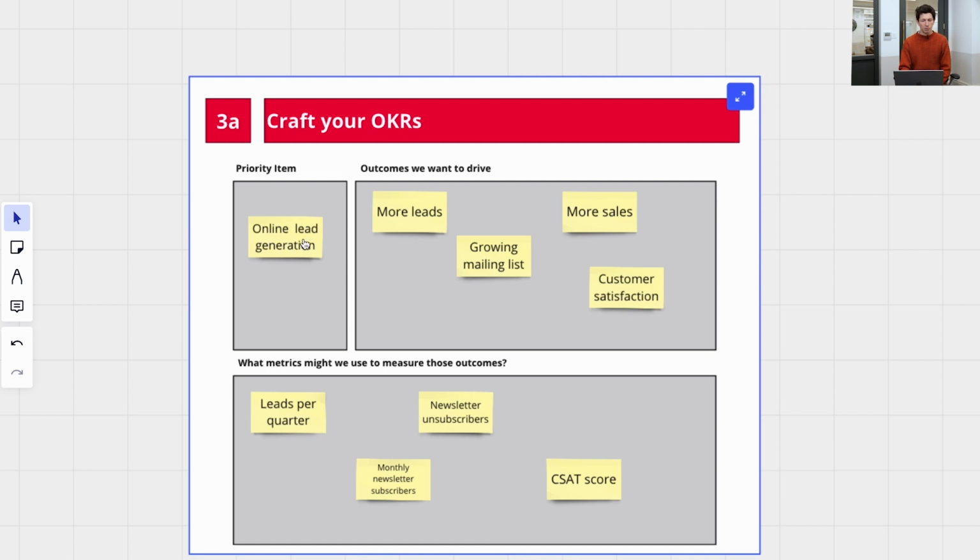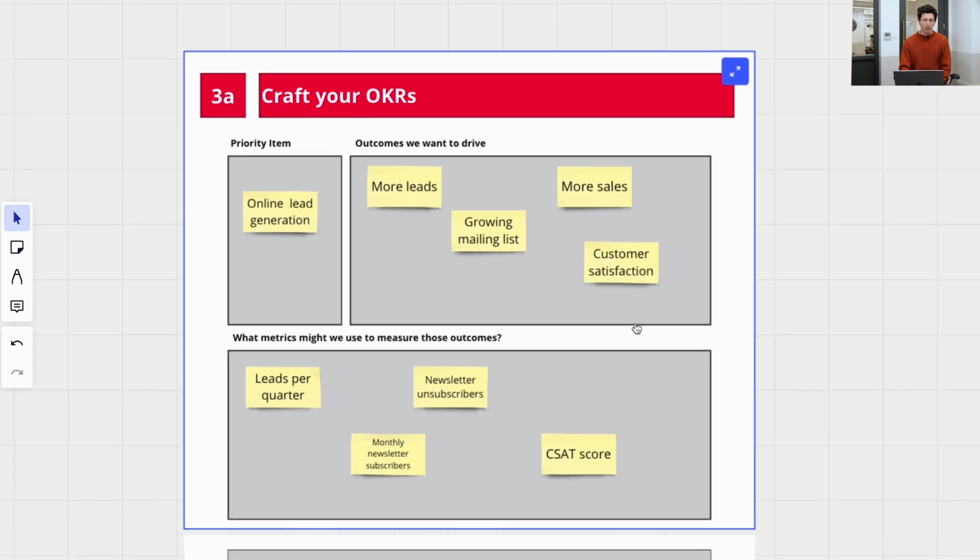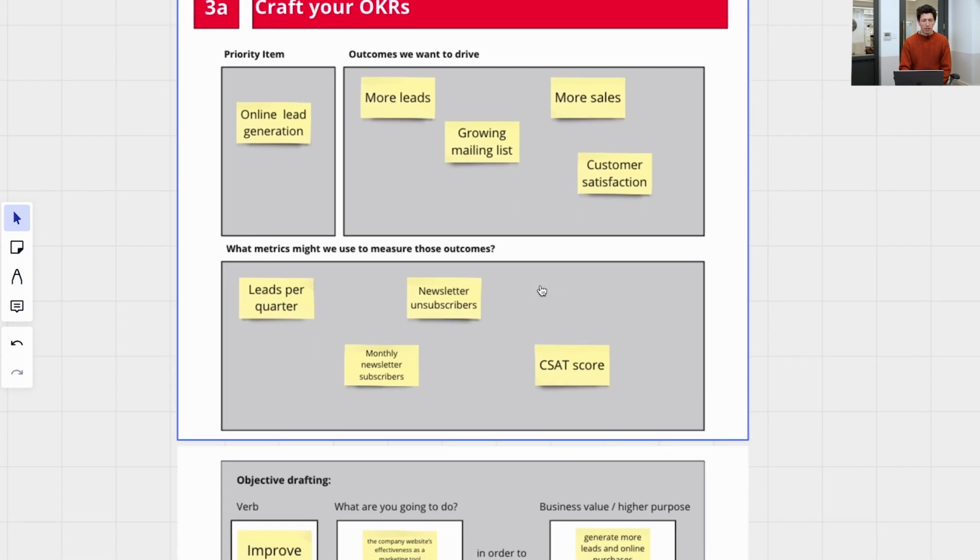They did some brainstorming about the outcomes that they wanted to drive, and they came up with things like get more leads, grow the mailing list, get more sales. And they also wanted to make sure, whilst they were doing this, they weren't making any negative impacts on customer satisfaction. So then they asked themselves, how might we measure these outcomes? And they came up with things like leads per quarter, monthly newsletter subscribers, newsletter unsubscribers, and the CSAT score.